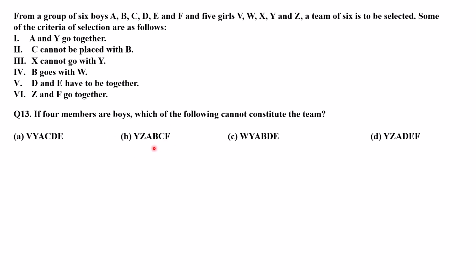Now let's see the second one. Here what it is given: A and Y go together. So yes, A and Y is there. Then Z and F is also together. Yes, that is correct. Then B goes with W. But here B is there, W is not there, isn't it? So this will not form the team. And moreover, if you see, it is given C cannot be placed with B, where C and B both are there, isn't it? So it is not able to form the team. So B is the option which will not be able to constitute the team, right?